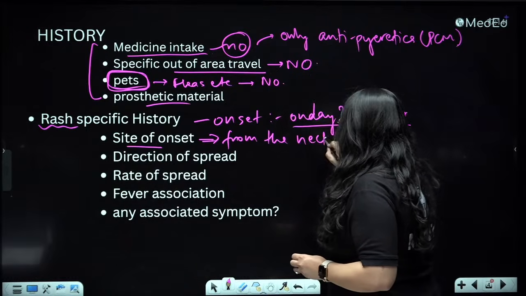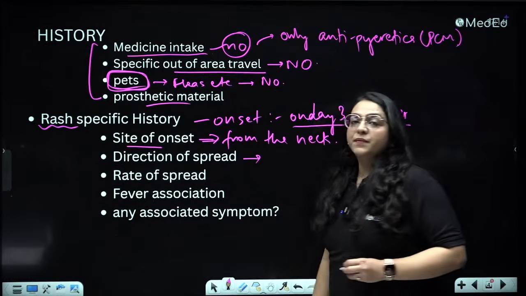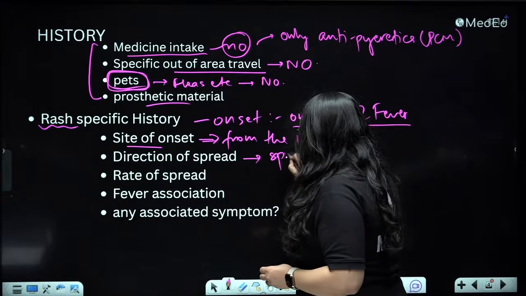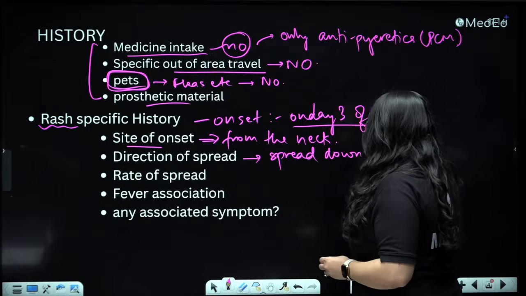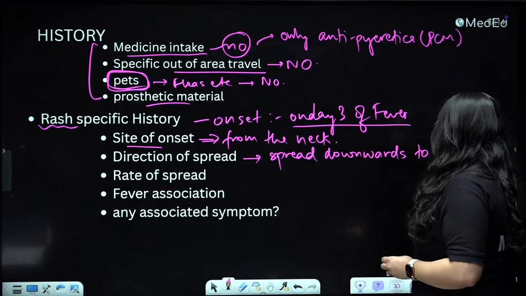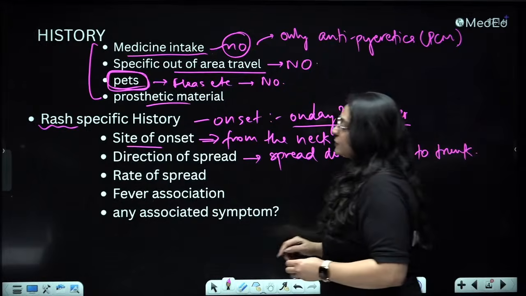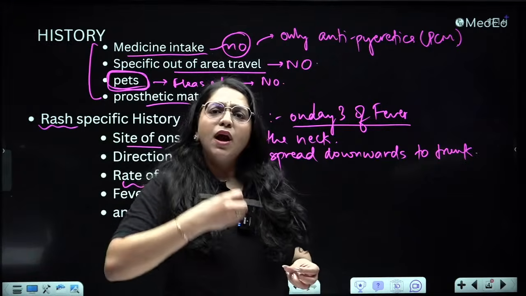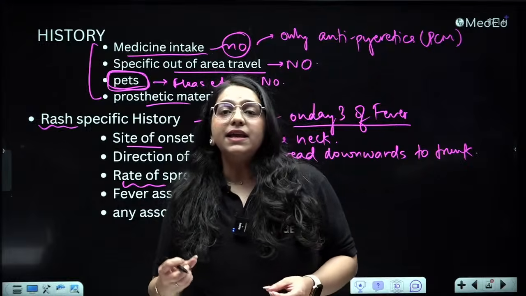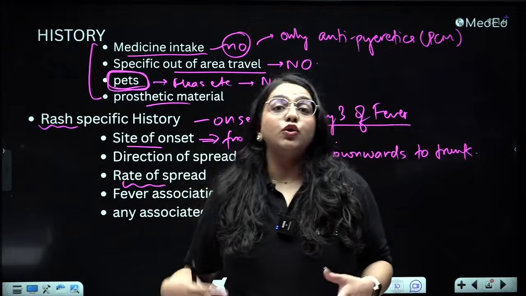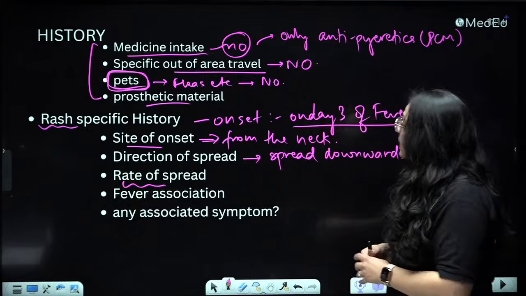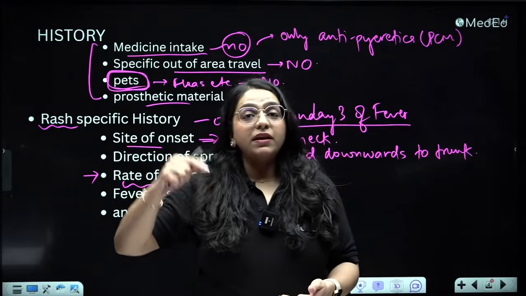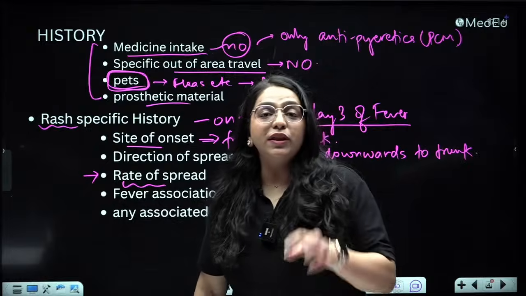From the neck, right? Direction of spread: it started from the neck and then spread to the trunk, then spread downwards. This is what the mother is telling me. Okay, rate of spread I am asking. How fast did the rash spread? So it's been 1 day, and within a single day the rash has been able to cover from neck to the trunk. So I am guessing that in the next 2 days I have to focus on how much the rash is spreading. Is it able to cover your cephalocaudal area within 2 to 3 days?